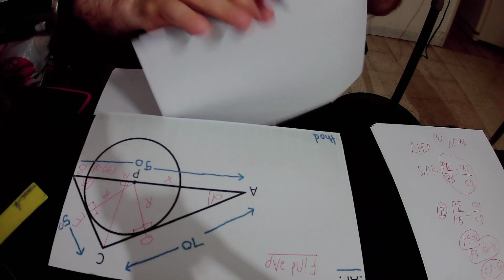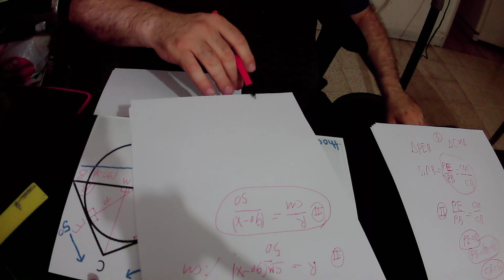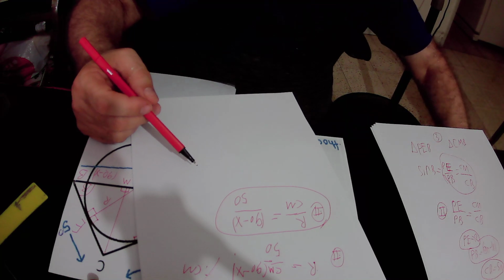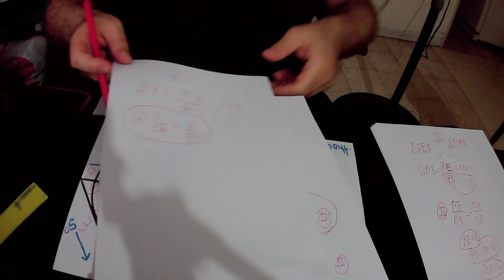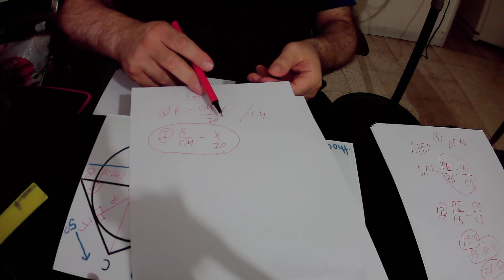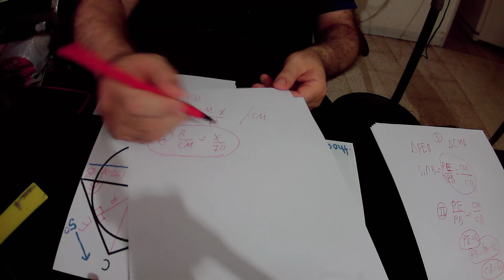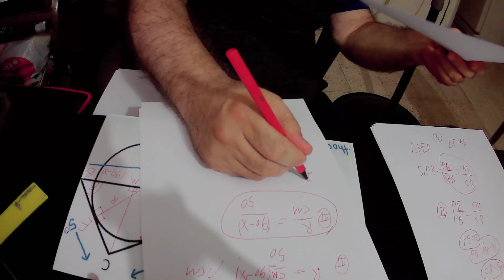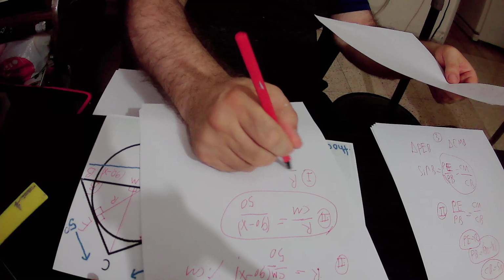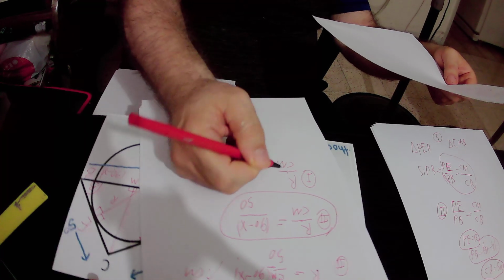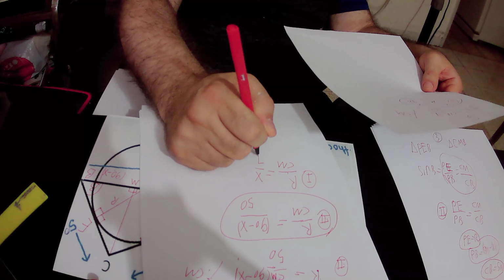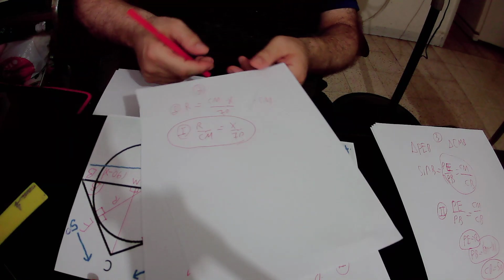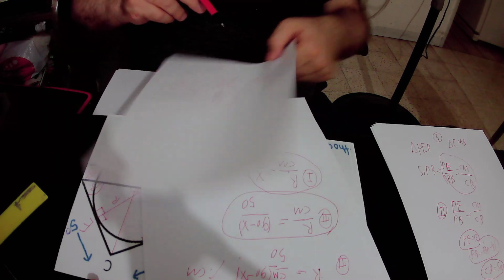But as you remember, in the first equation we got that R over Cm equals x over 70. Okay, this is the first equation, so I write it down. The first equation is that R over Cm equals x over 70. Okay, this is our first equation. R over Cm equals x over 70.